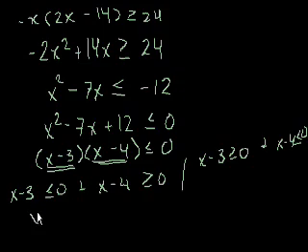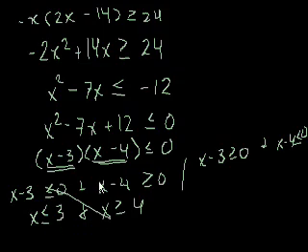So this just says x is less than or equal to 3, and this says x is greater than or equal to 4. Right? So both of these things have to be true. x has to be less than or equal to 3, and x has to be greater than or equal to 4. Well, let me ask you a question. Can something be both less than or equal to 3, and greater than or equal to 4? Well, no. So we know that this situation can't happen. Right? There's no number that's less than or equal to 3 and greater than or equal to 4.